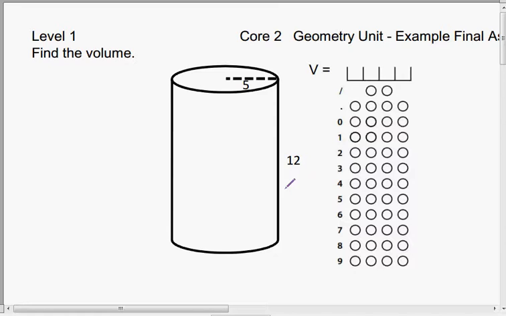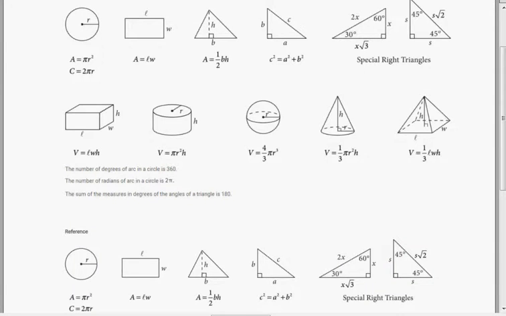Problem number 1, I'm going to take a cylinder and find the volume. So I need the radius, and I notice this is the radius because it goes halfway across, and I need the height. If I go to the geometry reference sheet, I find the volume of a cylinder. It's simply the area of the circle, pi r squared, times the height.